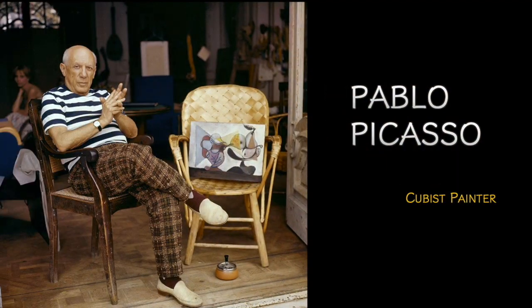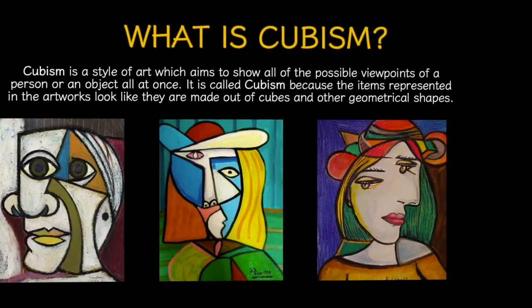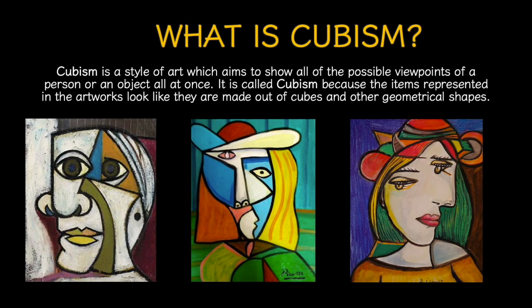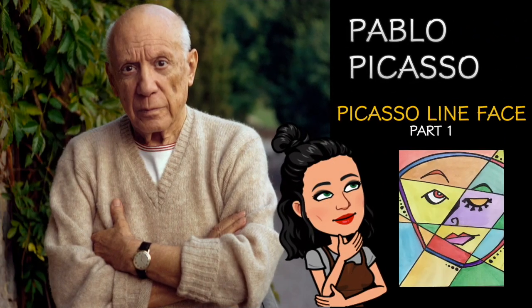Our next project will be focusing on Pablo Picasso, who was a Cubist painter. What is Cubism? Cubism is a style of art which aims to show all of the possible viewpoints of a person or an object all at once. It is called Cubism because the items represented in the artwork look like they are made out of cubes and other geometrical shapes.